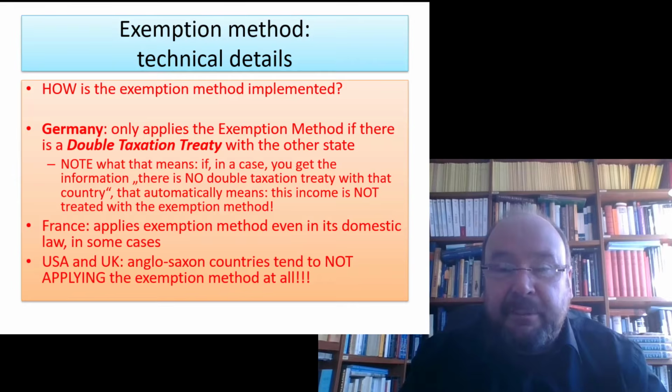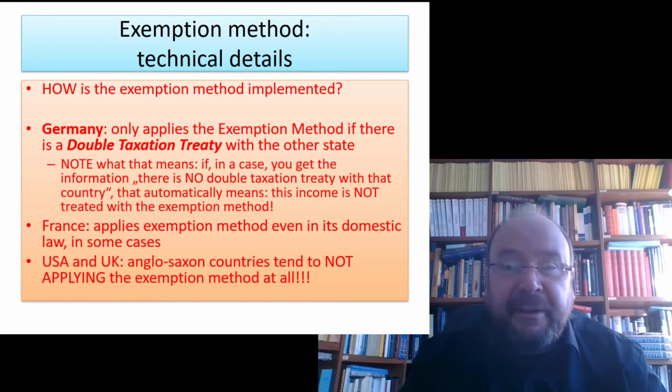Well, this is, on the other hand, no God-given principle. For example, at least in former times, France had the strategy or policy that it applied the exemption method in the business sector in its unilateral domestic law. So even without a double taxation treaty, France said, we only tax business income from our own territory.